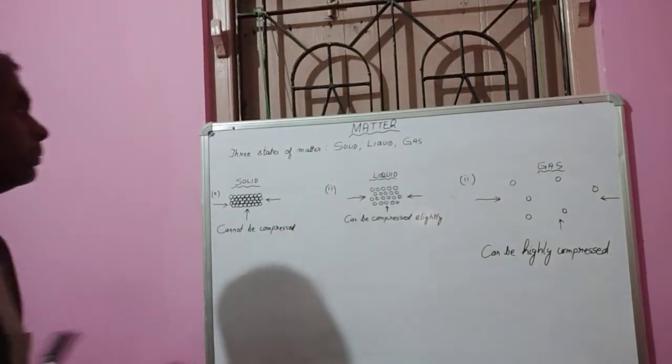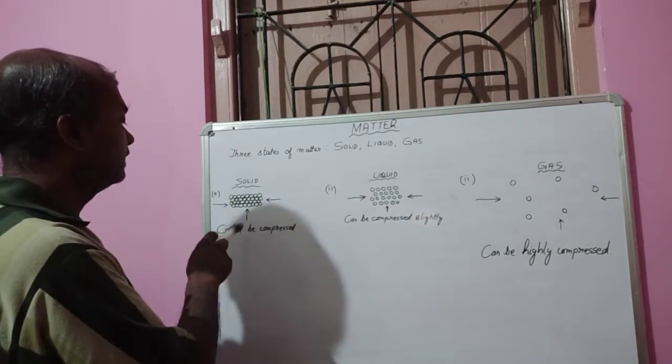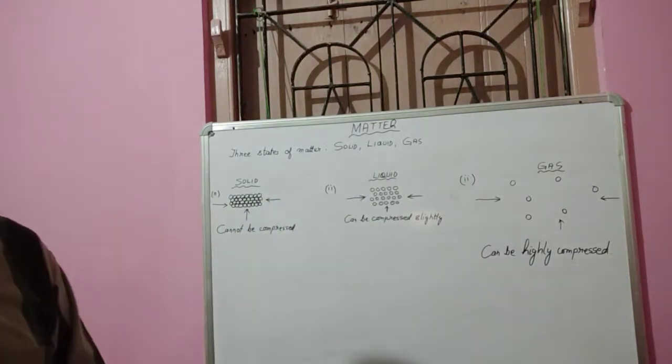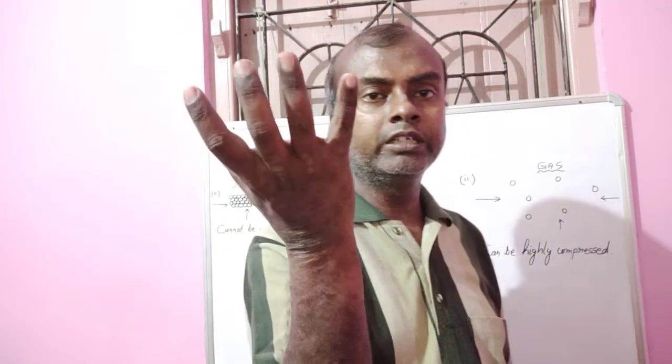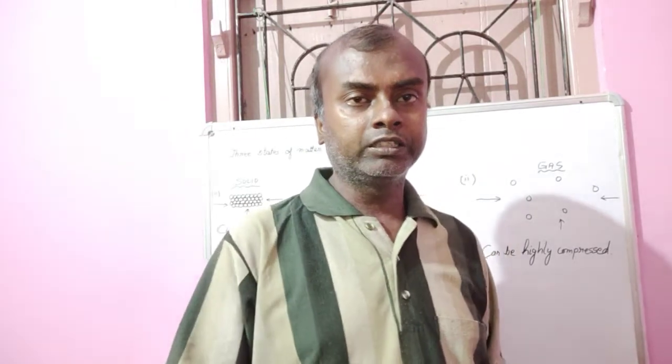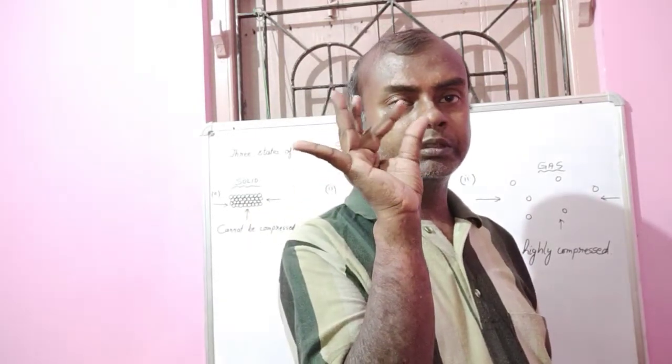Okay, the second property of matter is compressibility. Now, what is compressibility? Compressibility is like a sponge. You must have compressed a sponge. You take it in your hand and you press it. What happens to the sponge? The size becomes smaller.